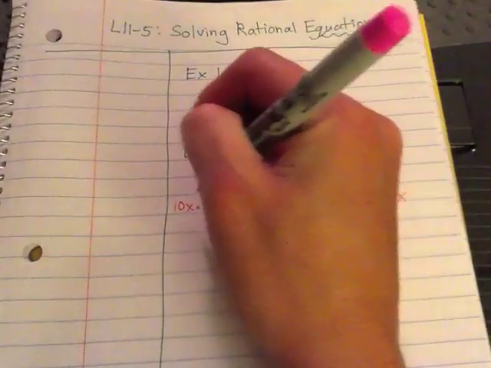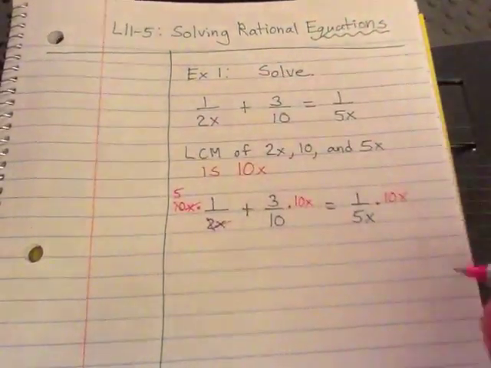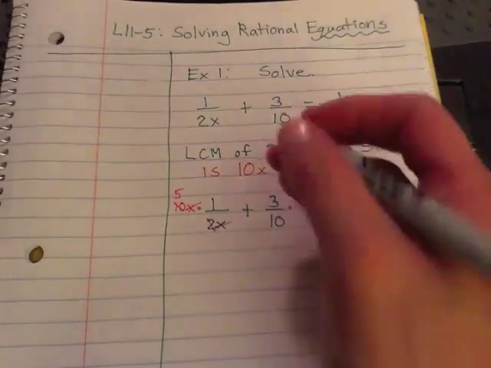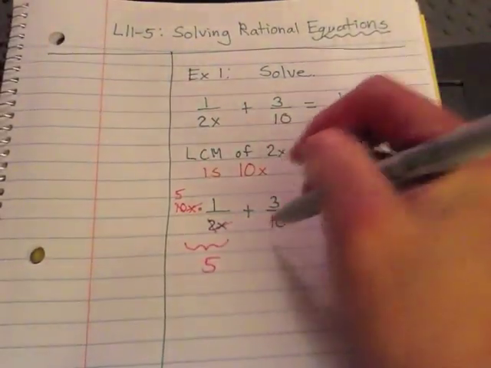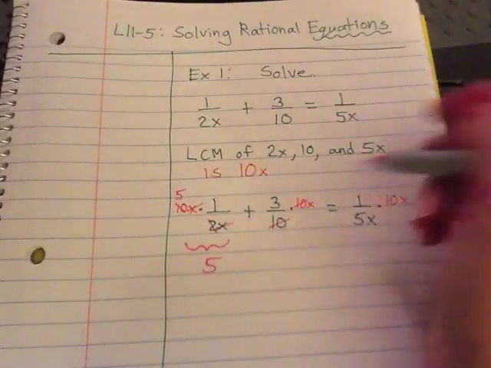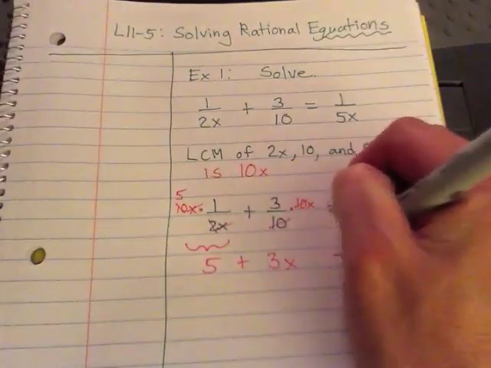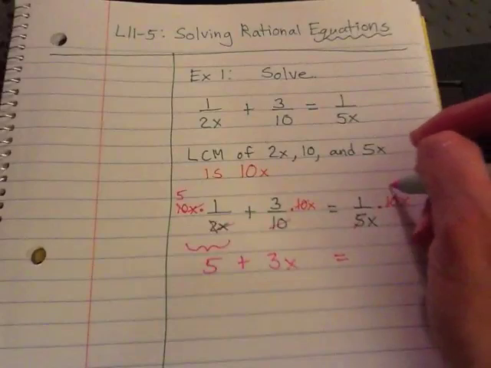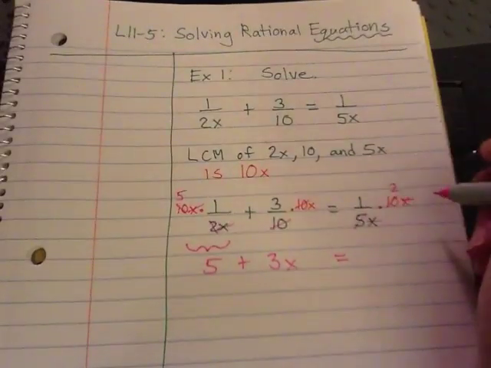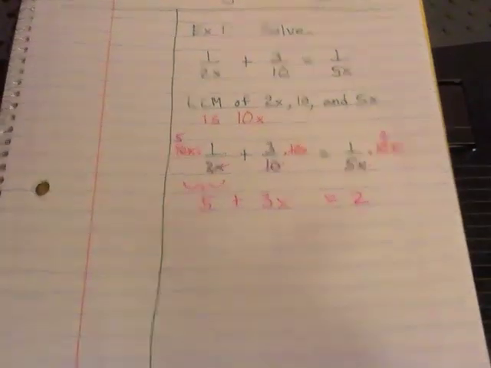Now you're going to simplify each term individually. 2 goes into 2 once, and 2 goes into 10 5 times, and the x and the x cancel. So this first term just becomes 5. For the second, the 10 cancels, and you have 3 times x, which is plus 3x. Bring down your equals sign. 5 goes into 5 once, 5 goes into 10 twice, your x's cancel. So you have 1 times 2, which is 2. Now you have a really nice, easy equation to solve.